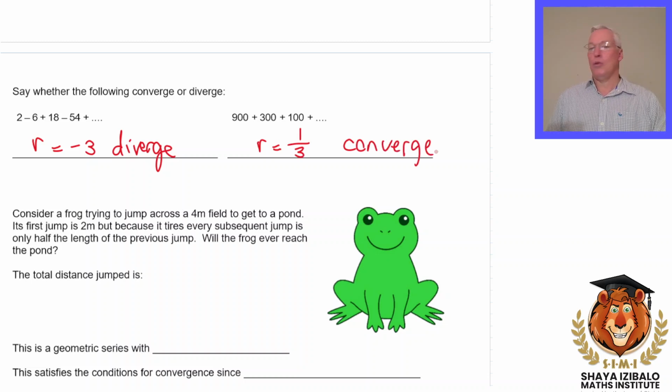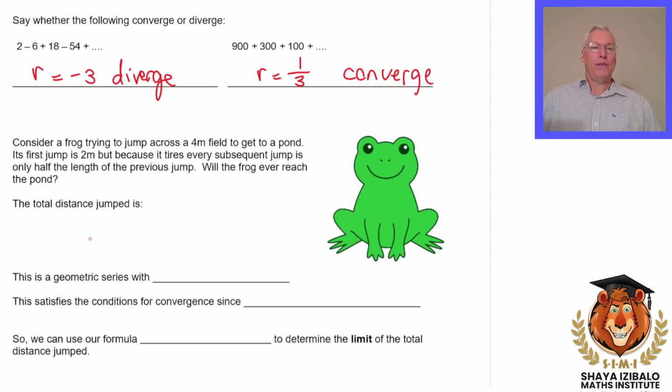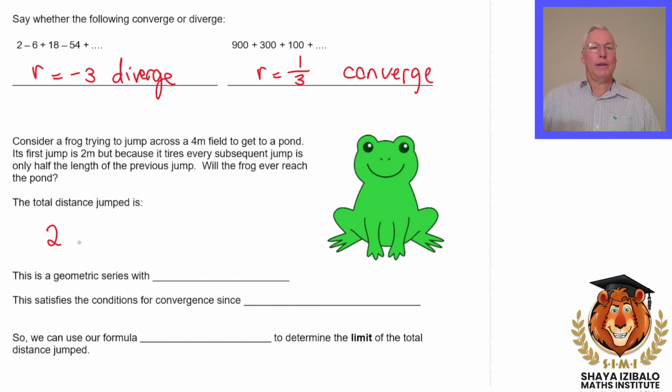All right, now we're going to talk a little story about a little frog who's trying to jump across a 4-meter field. Right? So the first jump is 2 meters. But now he's tired. So his next jump is only half as big as the previous jump. All right? The next jump, he's even more tired. He only jumps 1/2 meter. All right, and we want to know the total distance he jumps.